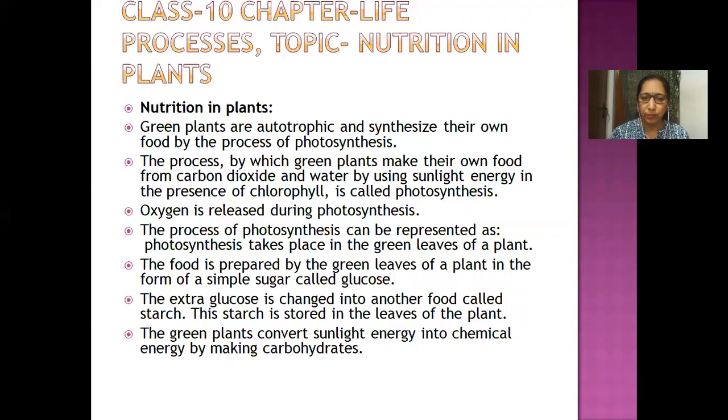Dear students, how can we represent the photosynthesis? As I told you, this takes place in green leaves of a plant, and the food prepared here is in the form of simple sugar called glucose, and later this glucose is stored in the leaves as starch, right? But all this can take place only with the help of sunlight.